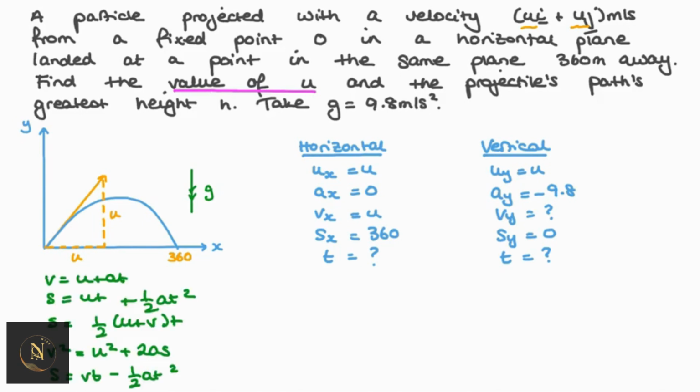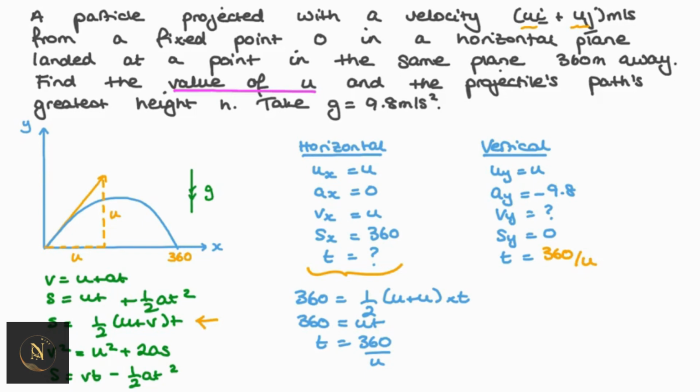Let's list those Suvat equations. We have v equals u plus at, s equals ut plus a half at squared, s equals a half u plus v times t, v squared equals u squared plus 2as, and s equals vt minus a half at squared. We're going to begin by looking at the horizontal motion, and we're going to use the third equation, s equals a half u plus v times t. This will tell us the value of t, the time that the particle is in motion. We get 360 equals a half times u plus u times t, or simply 360 equals u times t. By dividing through by u, we find that t is equal to 360 over u.